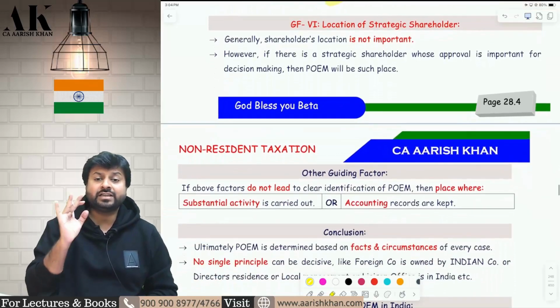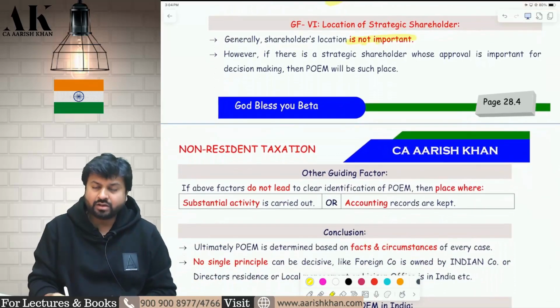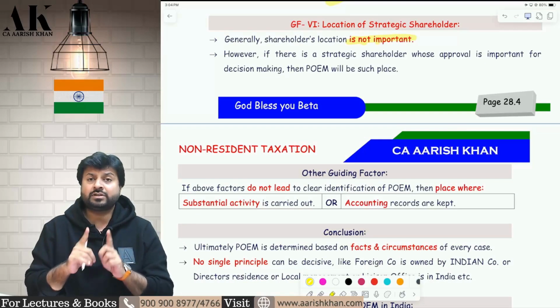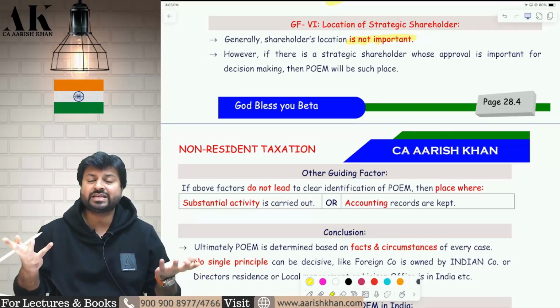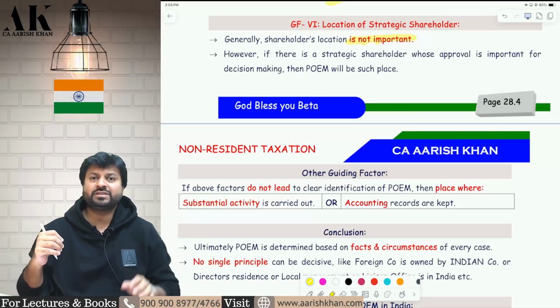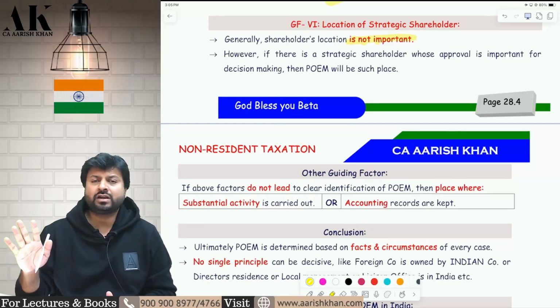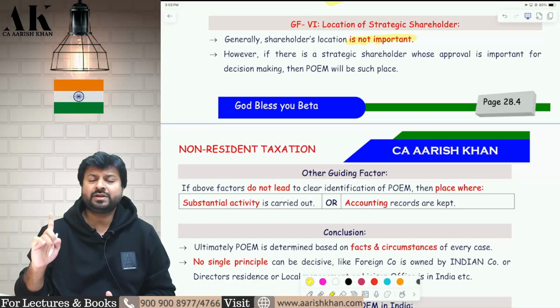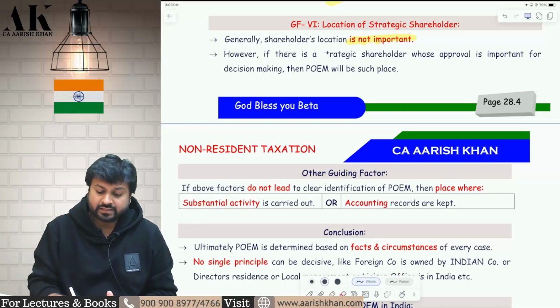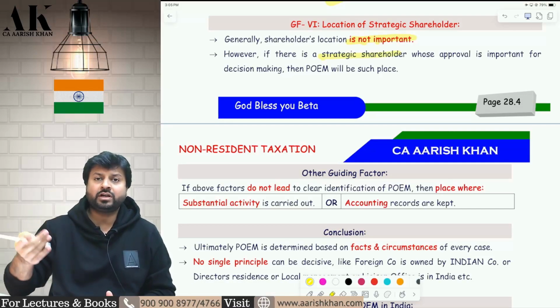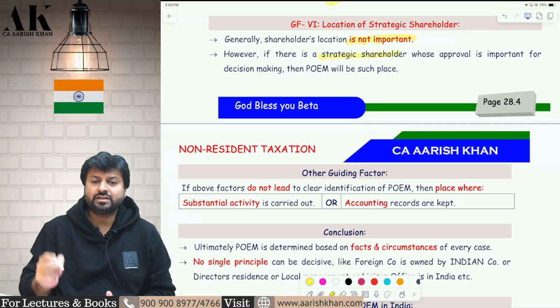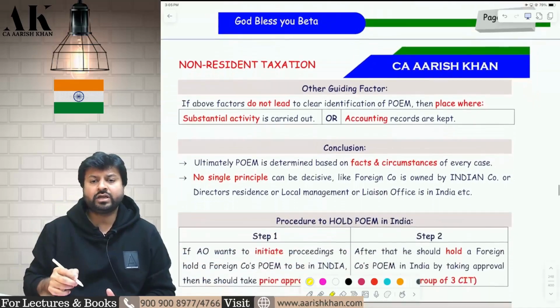Then the location of a strategic shareholder. Generally, shareholders are not important in taking management and commercial decisions, because the entire objective of a company is formed with the basic concept that management is different, ownership is different. Generally, shareholders are not relevant to determine the commercial and management decision. But if the shareholder is a strategic shareholder, that is a 20, 30, 40% shareholder, then his role will be important to determine the key management and commercial decision. In that case, find out the location of the shareholder.